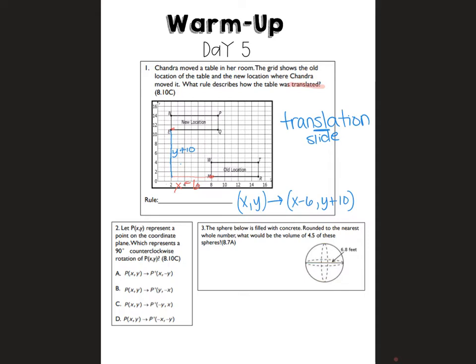In problem number 2, it's telling us that we're doing a 90-degree counterclockwise rotation. So that means 90 degrees back. Now think about it. Here's my axis. Remember, here are my positive Y's. Here are my negative Y's. Here are my negative X's. And here are my positive X's.